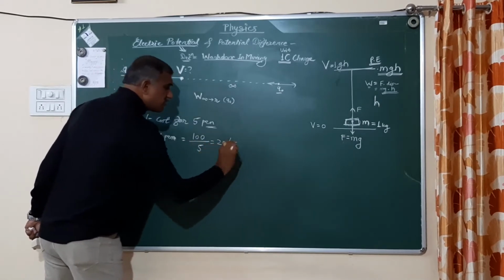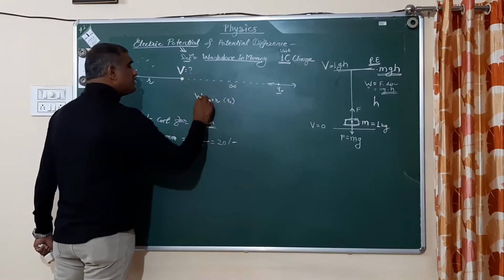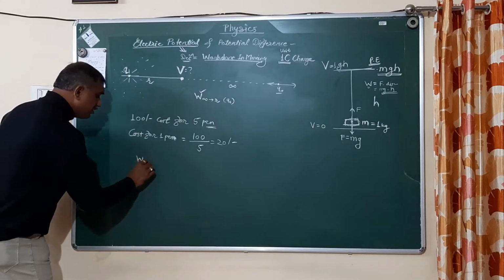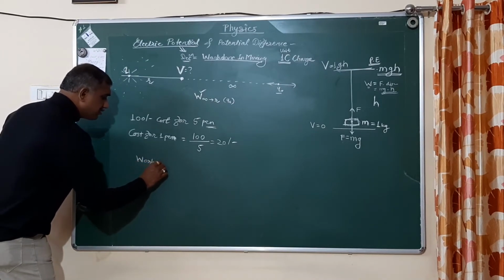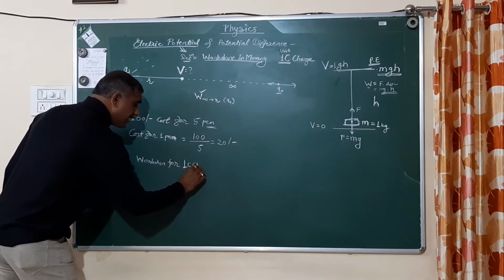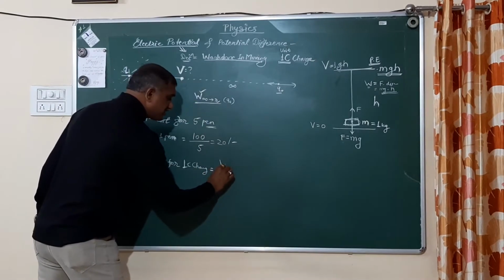It will give you the cost for 1 pence. In the same way, work done for Q0 is equal to this much. Can you calculate the work done for 1 coulomb charge? Work done for 1 coulomb unit charge is equal to this much charge.